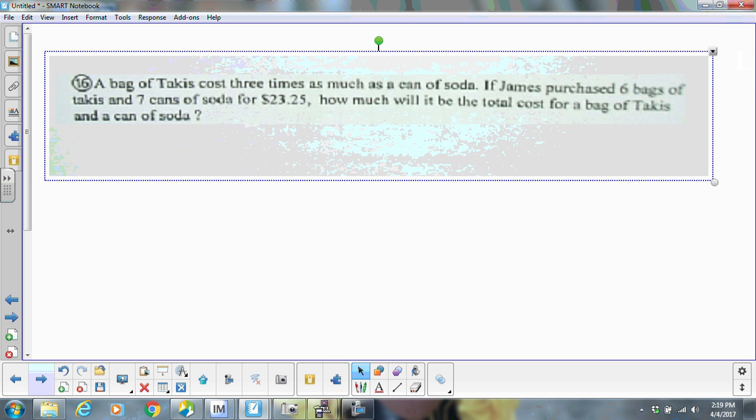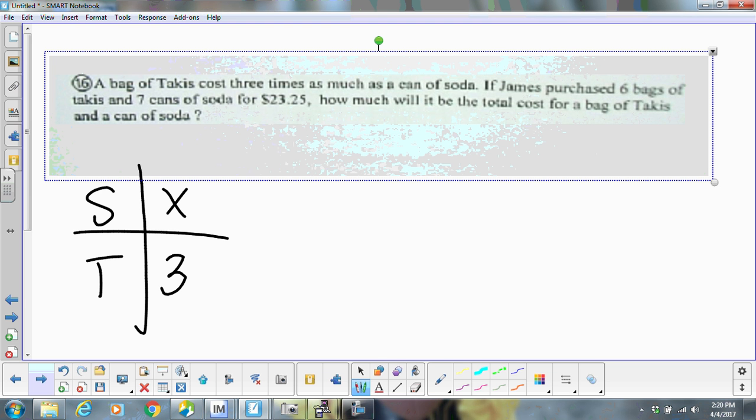All right, and set this one up real quick. You have already done one very similar to this week. The bag of Takis costs 3 times as much as a can of soda. So we've got soda would be our X, and Takis would be 3X.